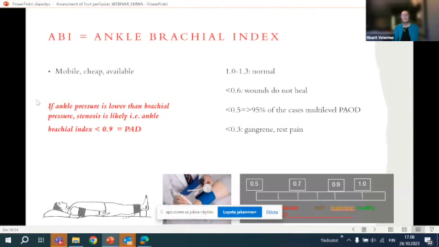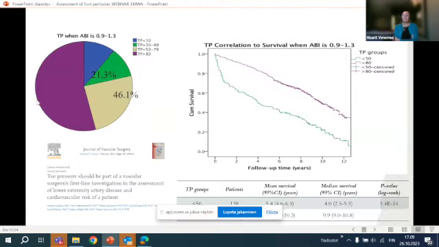And if ankle pressure is lower than brachial pressure, stenosis in artery is likely, which means ankle brachial index is less than 0.9. And usually from 1 to 1.3 is the normal value, or the arterial blood flow should be normal. If it's less than 0.6, wounds don't heal. If it's less than 0.5, in 95% of the cases there's multi-level occlusive disease, and less than 0.3, there is gangrene or rest pain. This is not this easy because many patients who have ulcer, especially if patients also have diabetes, there is medial sclerosis.